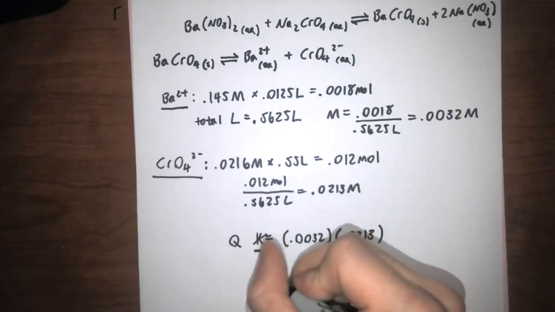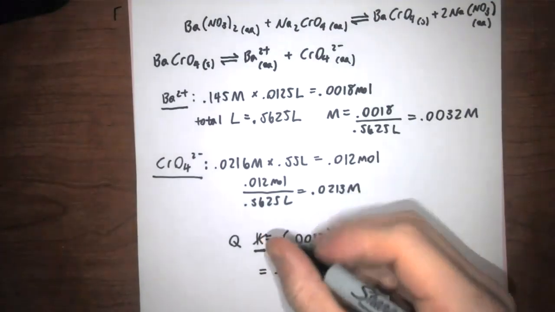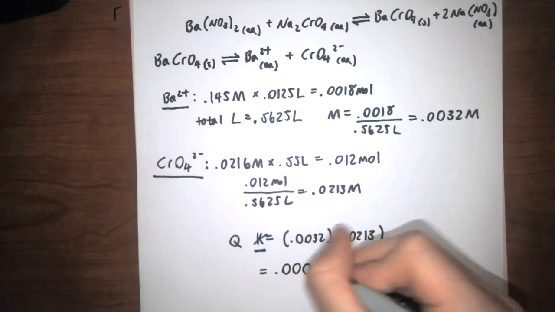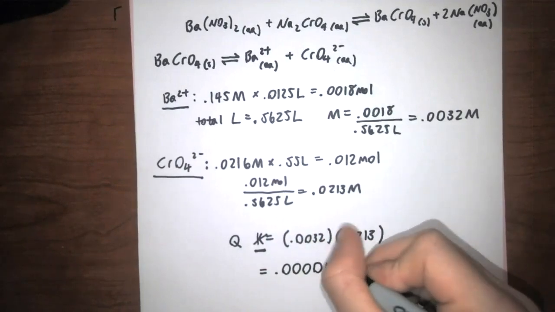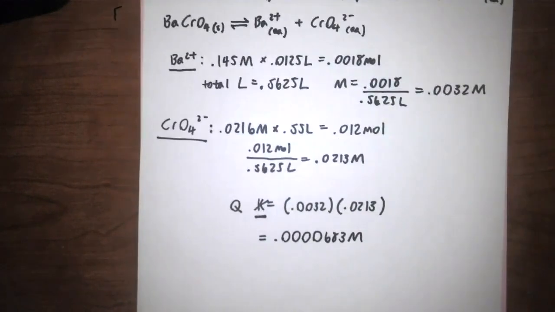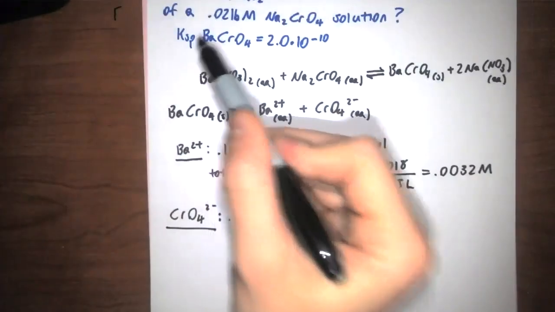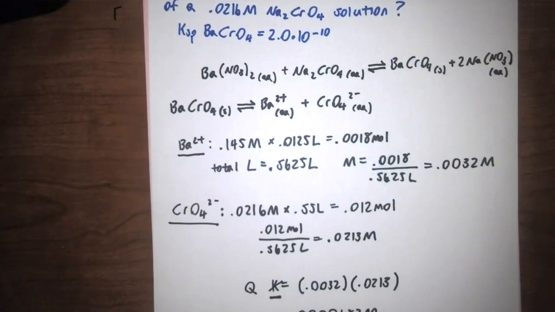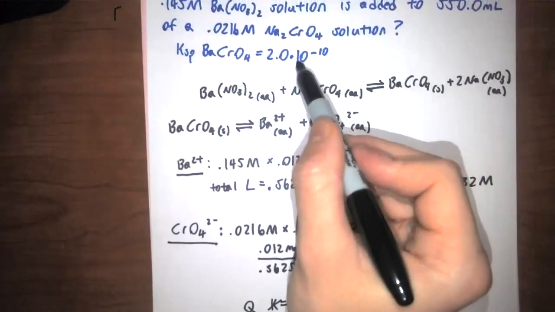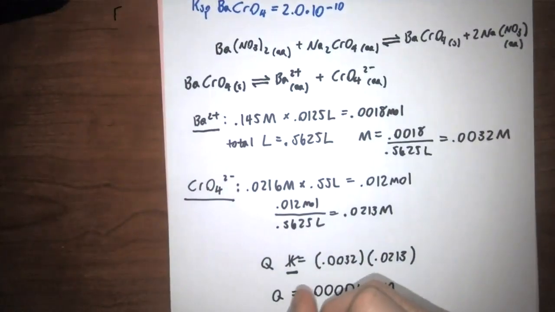So if we solve for Q here, we get a Q value of 0.0000683 molar. What was the question asking? Will barium chromate precipitate? Well, I have a K and I have a Q. In this case, Q, which is to the -5th, is much greater than K, which is to the -10th. So let's write that down. Q is greater than K.